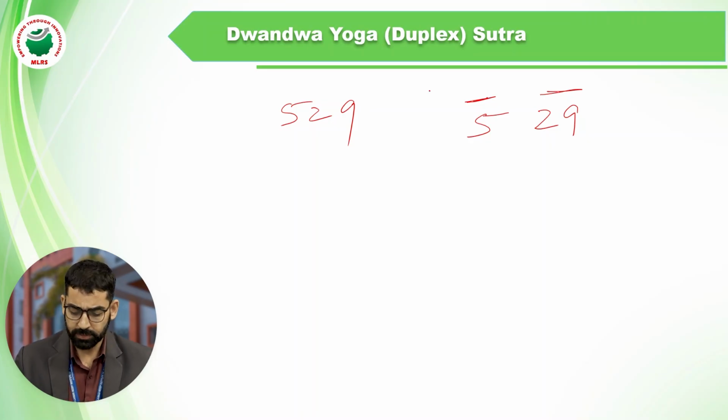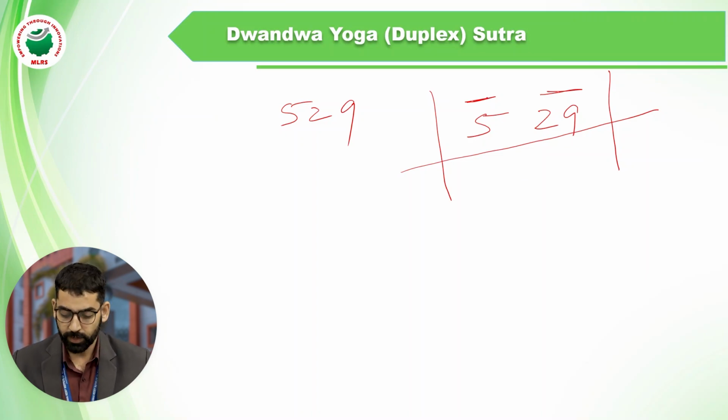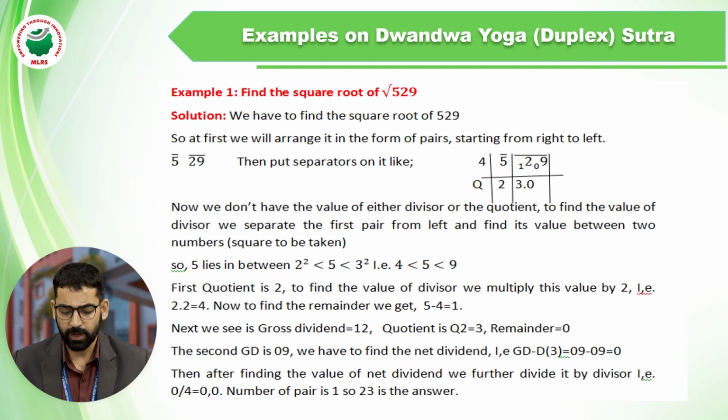Then you put separators like this and draw a horizontal line like this. This is the method that we can use to calculate the square root of a three digit number or any number. Now, first thing we do is arrange this number in the form of pairs. It is a three digit number.